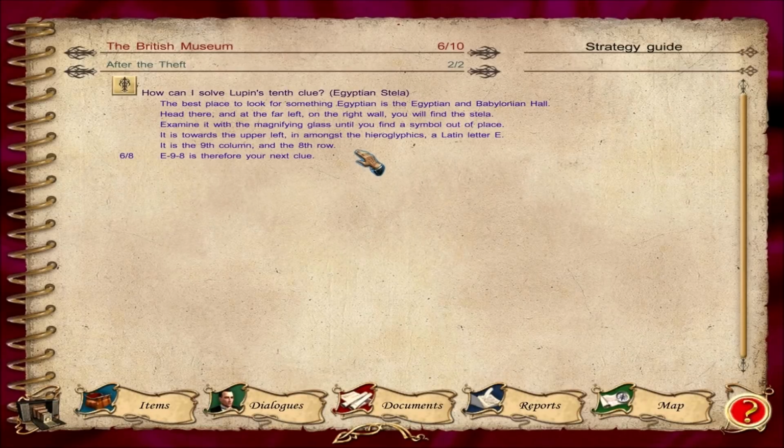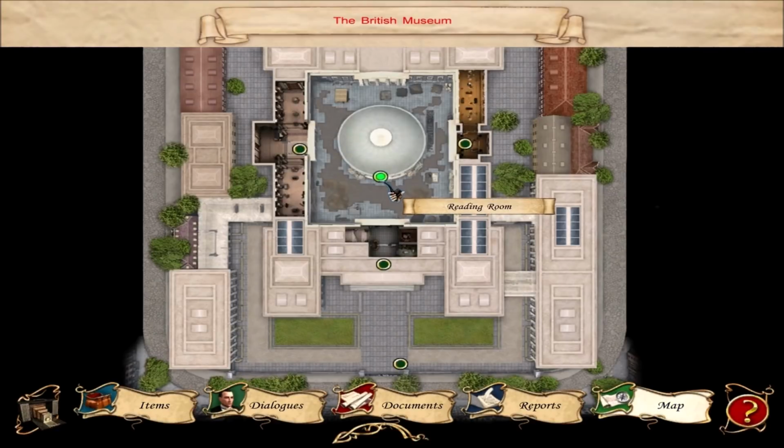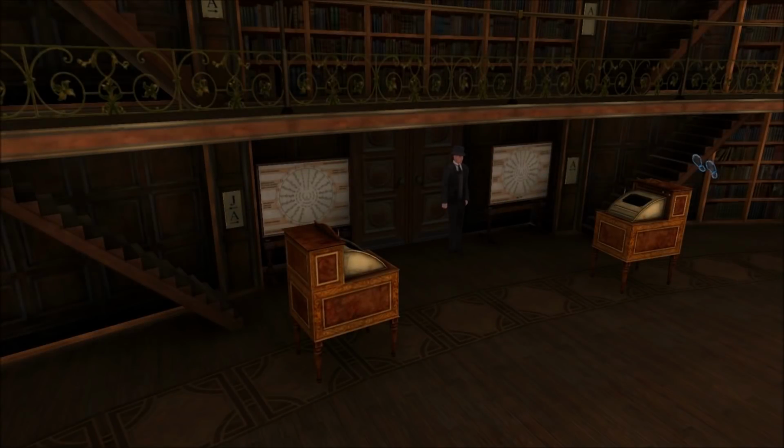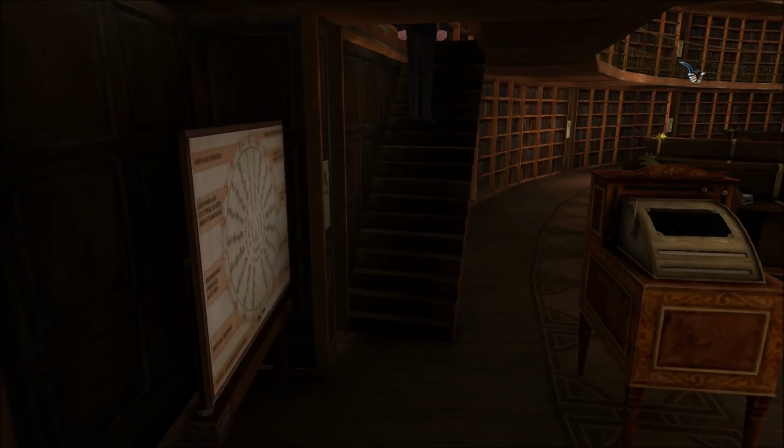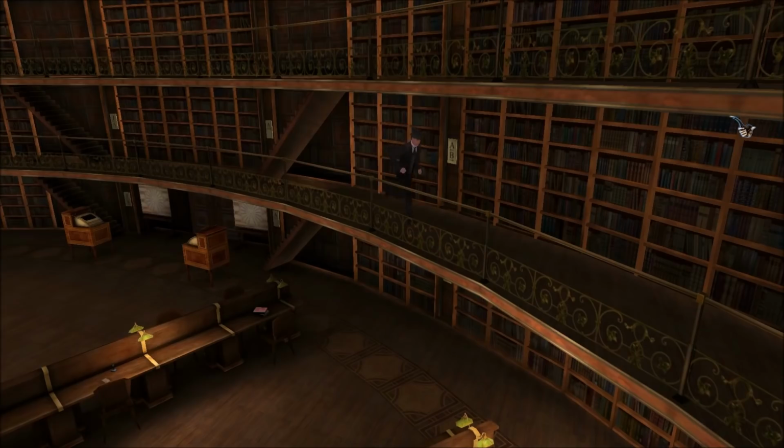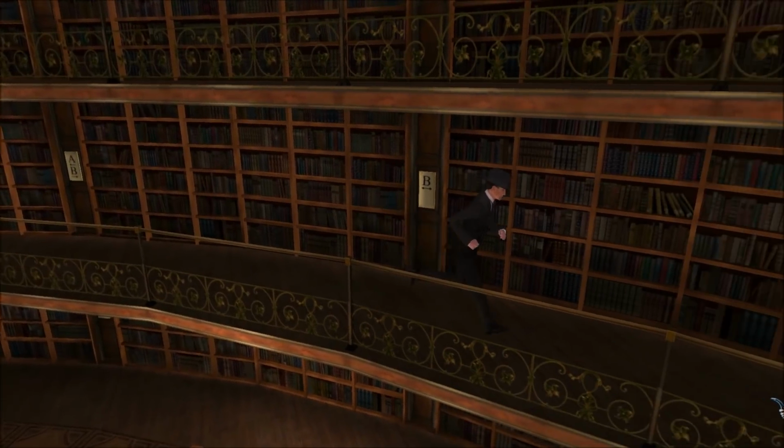So it's 9 to 8, so E, 9, 8, therefore is our next clue, giving us to the library. I guess that makes sense. Getting a little tired of going back to the library all the time, but it's okay. We are almost kind of finished with this puzzle.